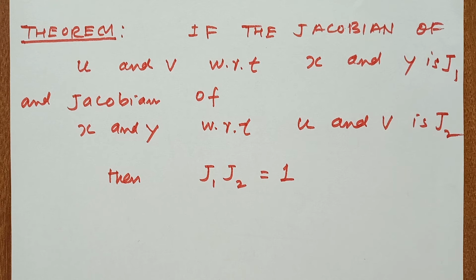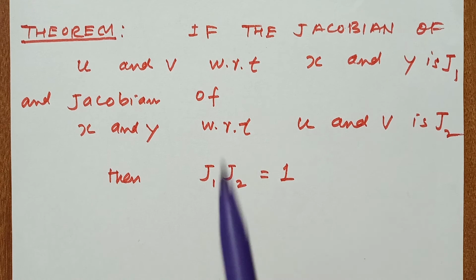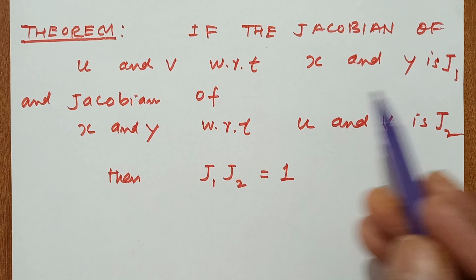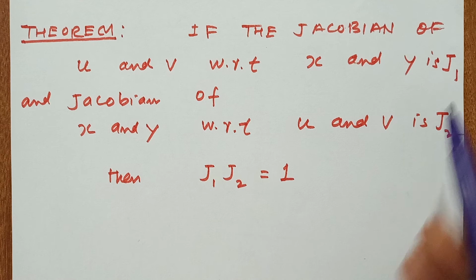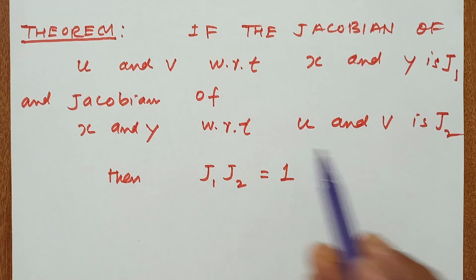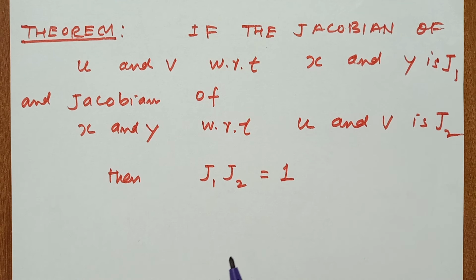Very important property on Jacobian, means theorem first. If the Jacobian of u and v with respect to x and y is J1 and the Jacobian of x and y with respect to u and v is J2, then prove that J1 J2 is equal to 1.